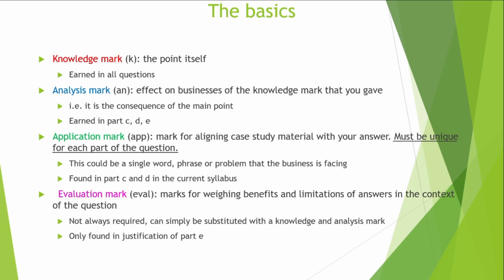Just be sure that every application you give is unique for each part of the question. For example, you can't write cookies twice for both your advantage and disadvantage. That won't get you marks. Then lastly, we have the evaluation mark. This is more advanced and you don't always need it, but it's good to know either way. These are only found in the justification of part E. It is the marks you get for weighing benefits and limitations of your answers in the context of the question.